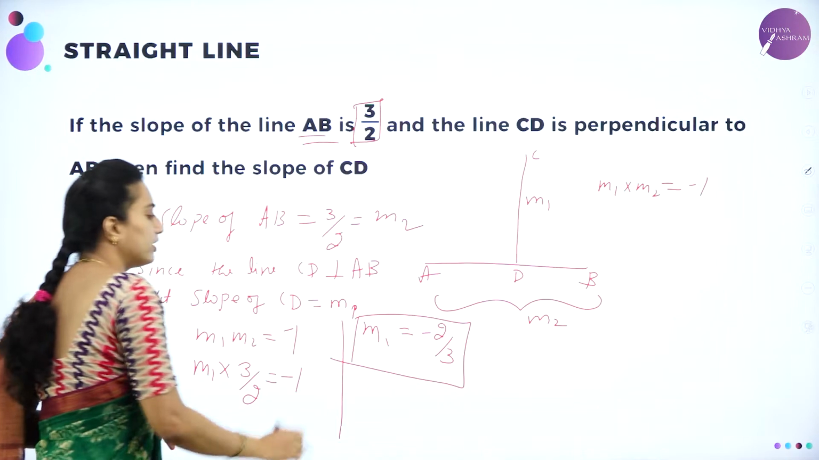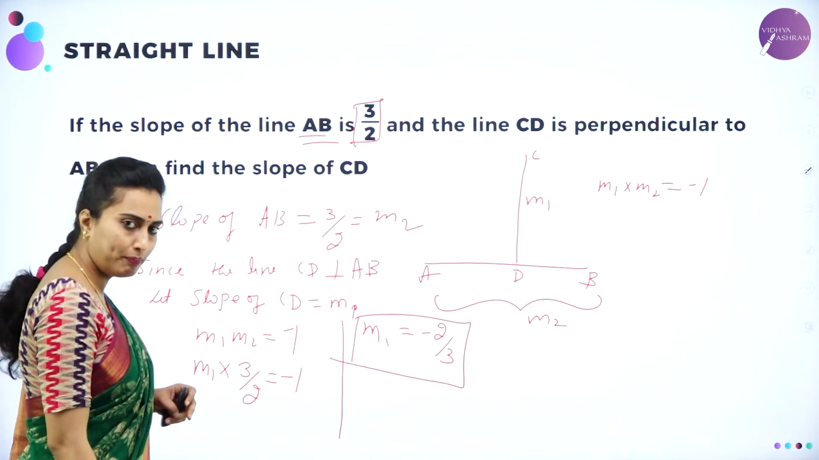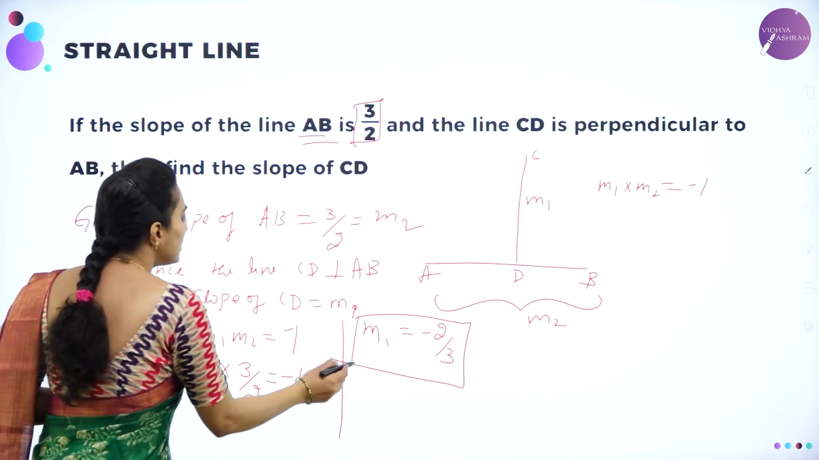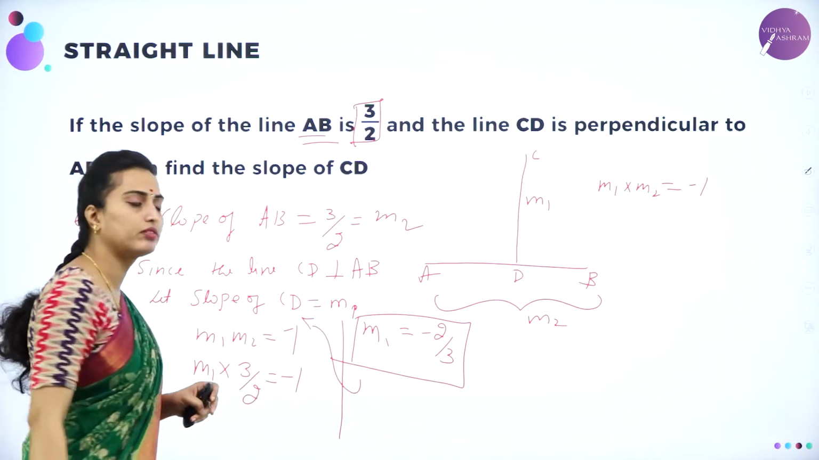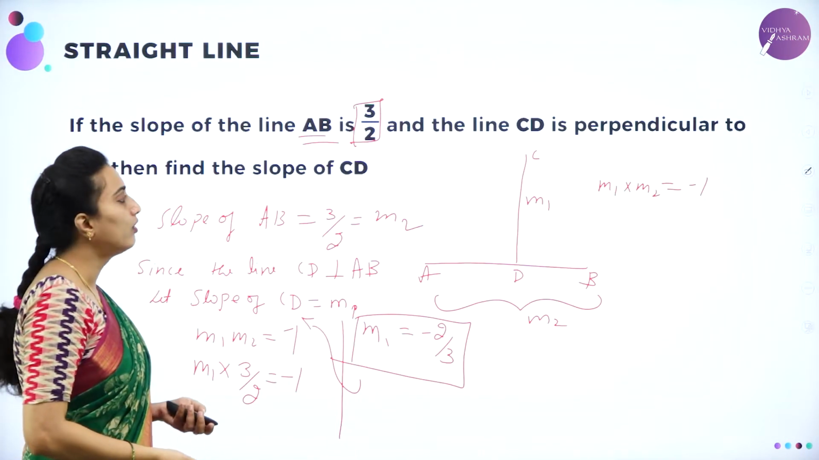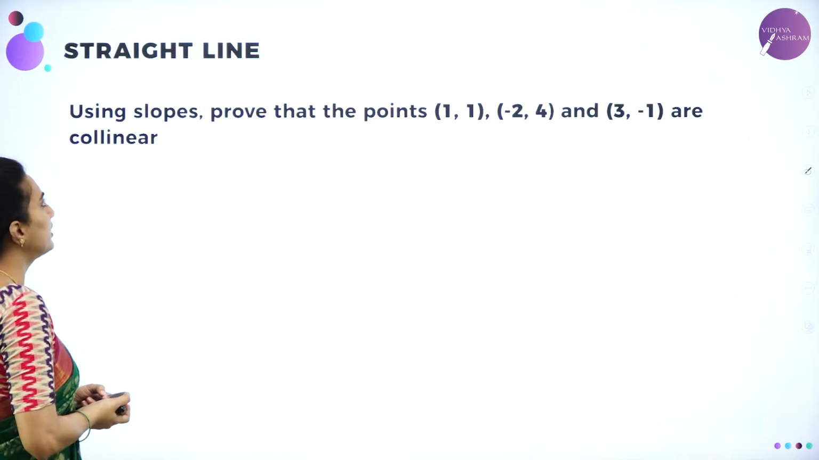Negative reciprocal of the slope gives you the perpendicular slope. That's it, dears. m1 is equal to minus 2 by 3, which is nothing but the slope of CD. I hope you got how to solve this. We'll move on to the next problem, dears.